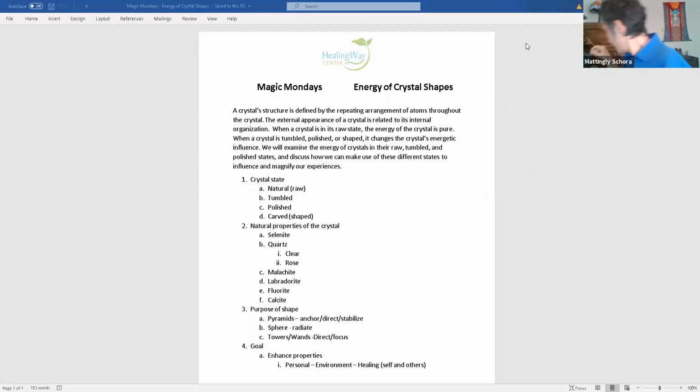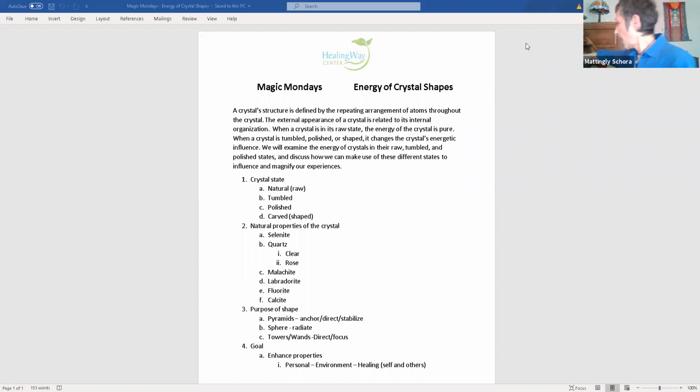And then a sphere, back to this gorgeous thing. Spheres, the shape of them, radiates. So we'll talk about calcite itself, and then what it would be radiating as an example. Okay, and towers. This is a tower, and this is a tower. These, of course, are standing crystals. This one has been shaped to be standing, and so has this one.